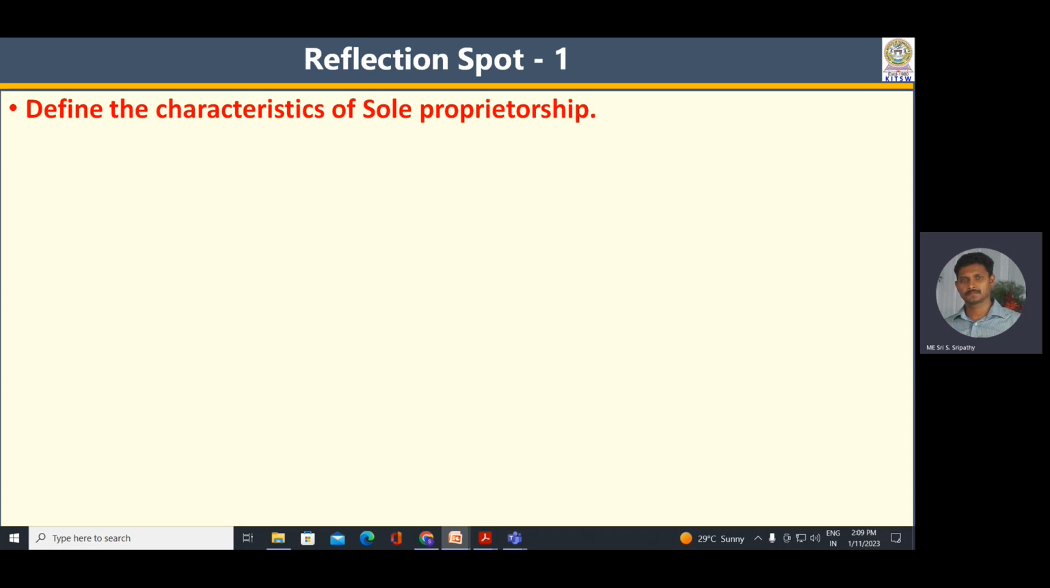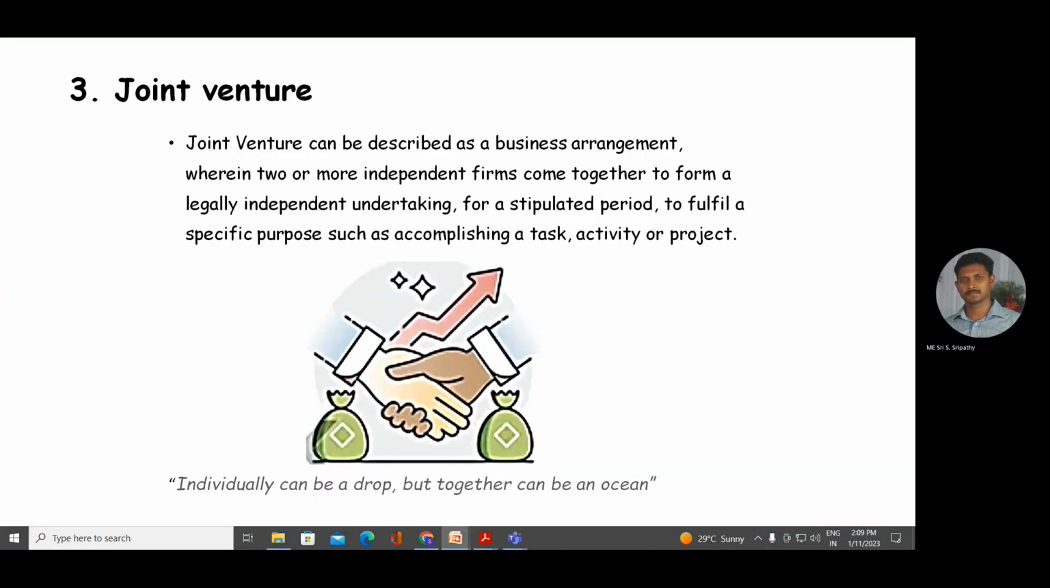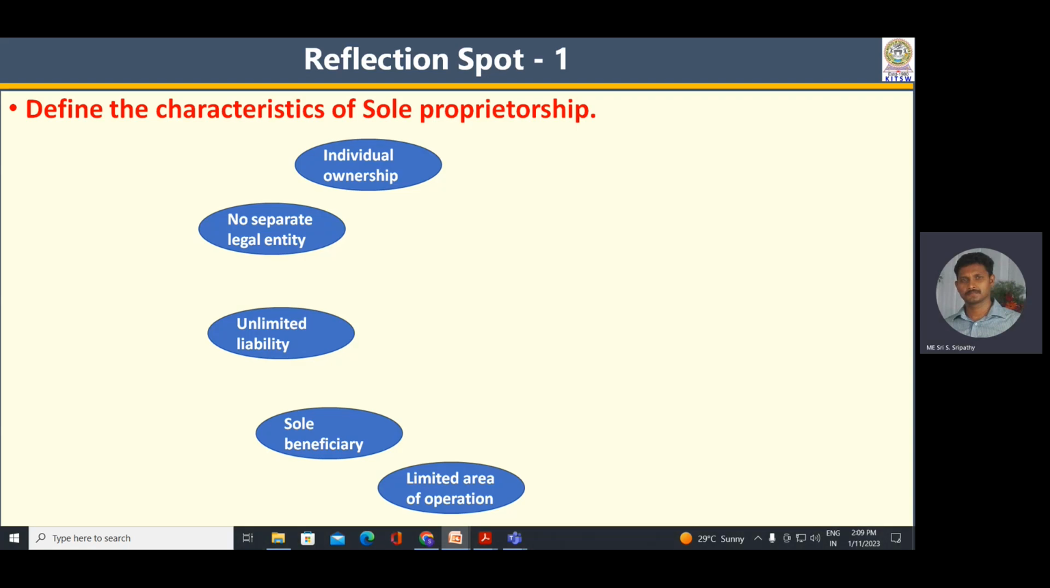Now, the reflection shall be: one should be able to define the characteristics of sole proprietorship.